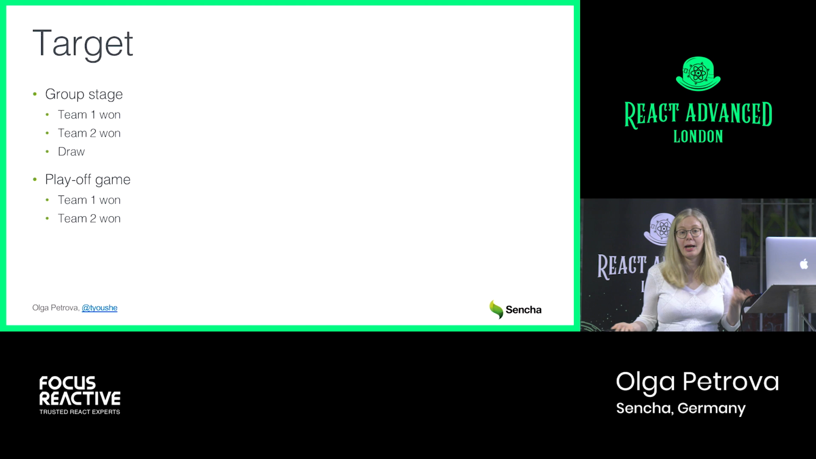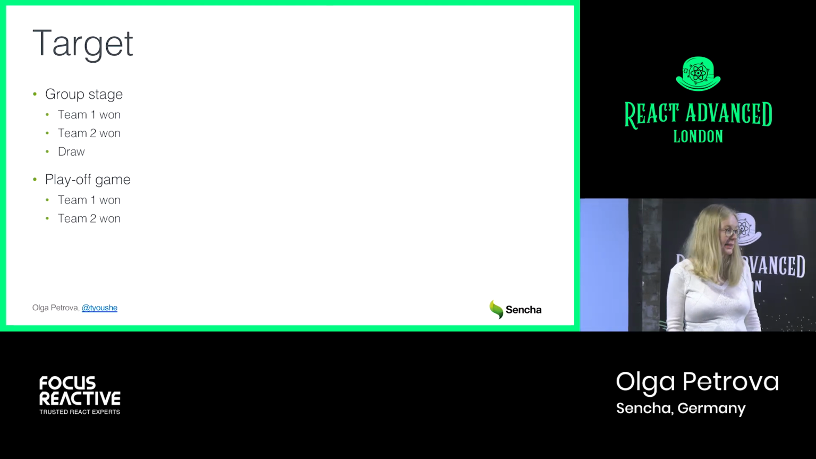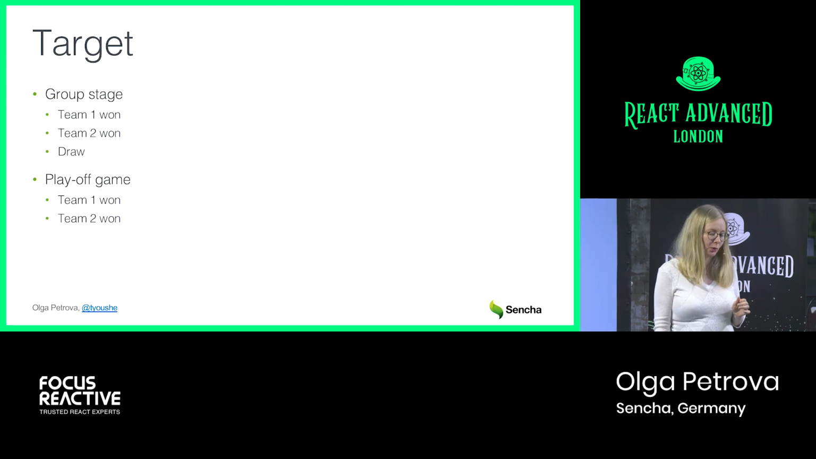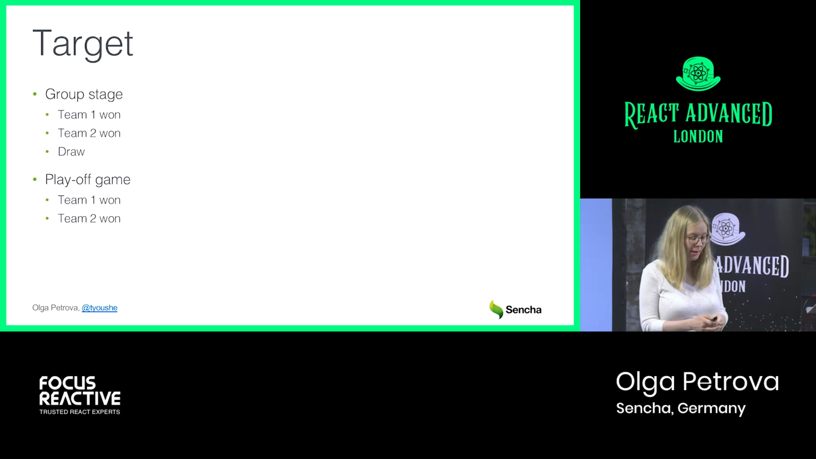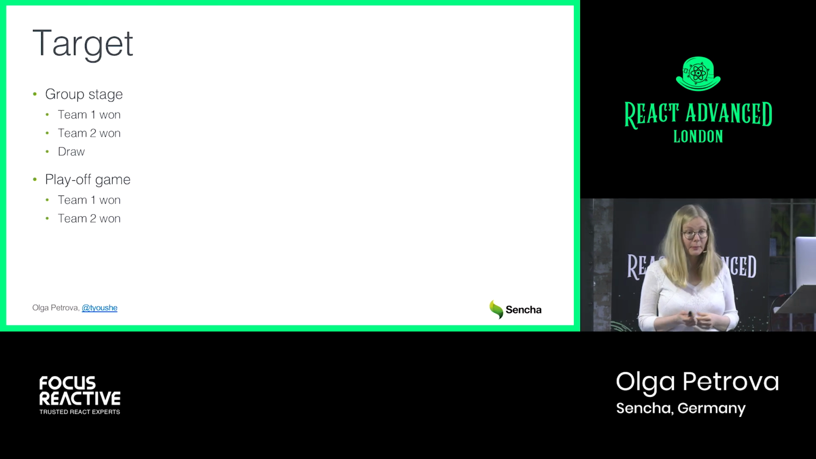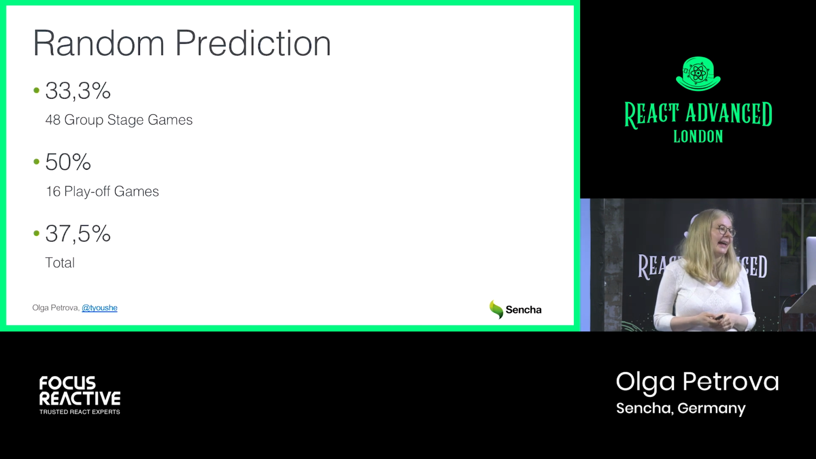So, and the target, what I want to predict. Actually, I want to predict the result of this game, and there is only one note. For group stage games, there are 3 possible results: team 1 won, team 2 won, and draw. And for playoff games, obviously, there are only 2 options. Draw is not possible. One team needs to win.